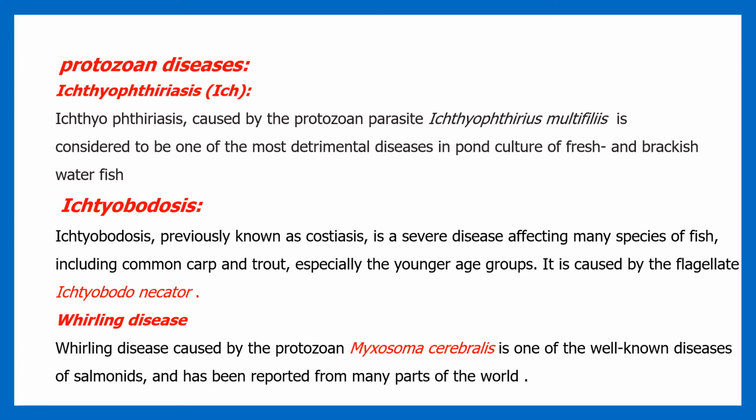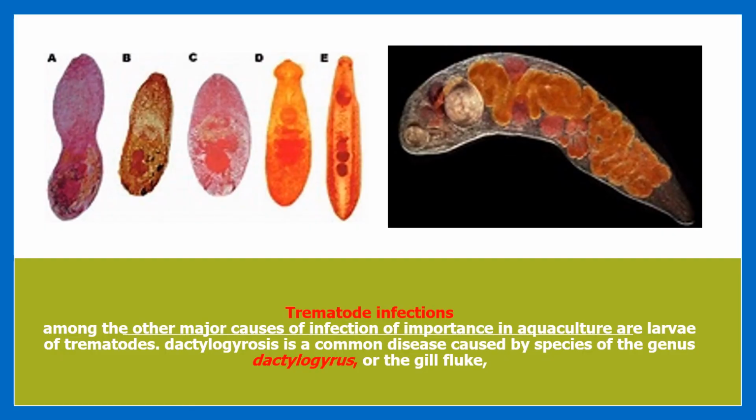Another protozoan disease reported is whirling disease. Whirling disease, caused by the protozoan Myxosoma cerebralis, is one of the well-known diseases of salmons, and it has been reported from all over the world. Now the last one is trematode infection.